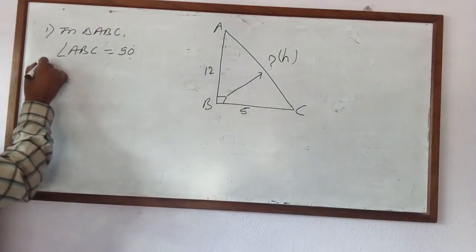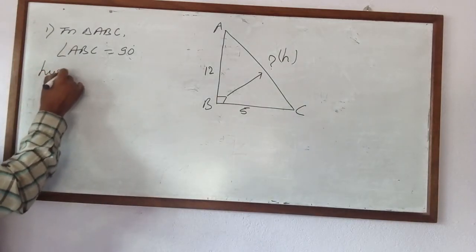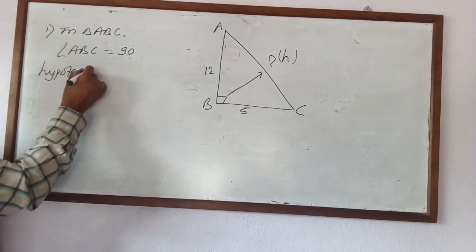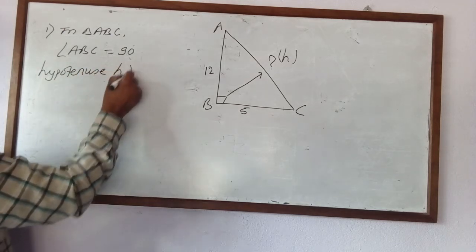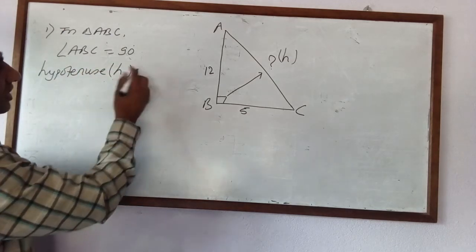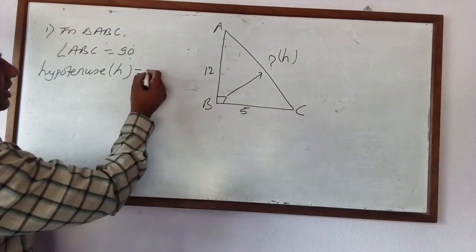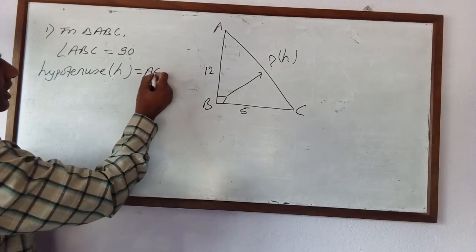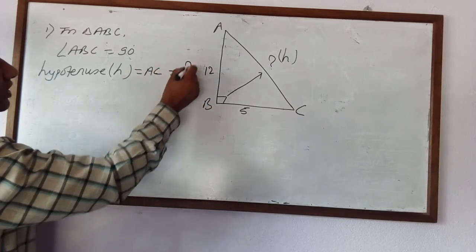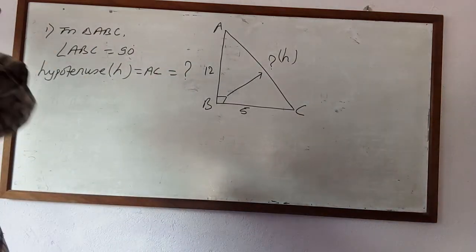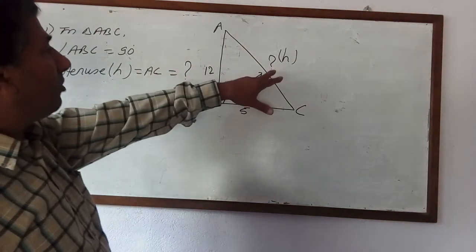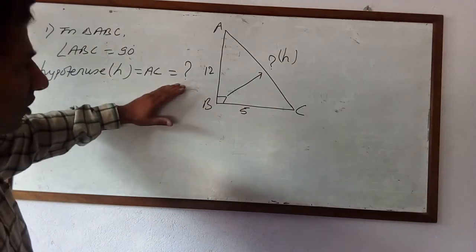The hypotenuse, whose symbol is H, is the opposite side of the 90 degree angle, that is side AC. Now side AC we don't know. That's why we have to find it. What do we have to find? We have to find this H, which has not been given.